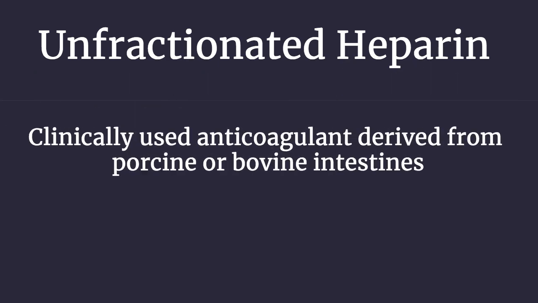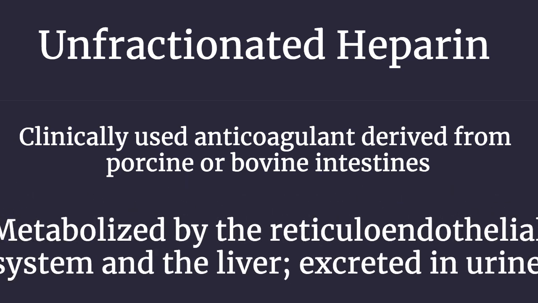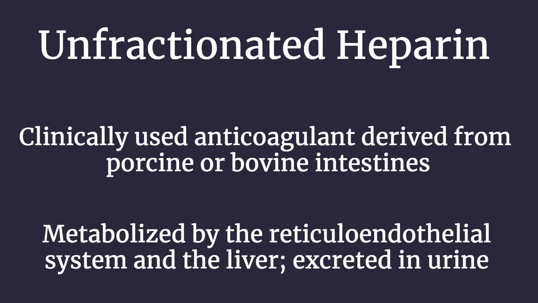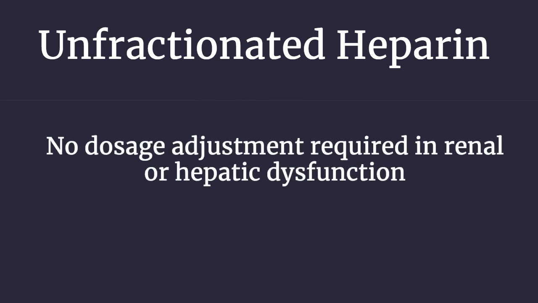Clinically, the unfractionated heparin that we use is isolated from porcine or bovine intestines, so pig or cow, and it is metabolized by the reticuloendothelial system and the liver, and then excreted in the urine. It does not require any dosage adjustments in hepatic or renal dysfunction. This is because you can adjust the dose based on APTT or factor 10A, whichever one you utilize for monitoring. In our institution, we use factor 10A based monitoring.